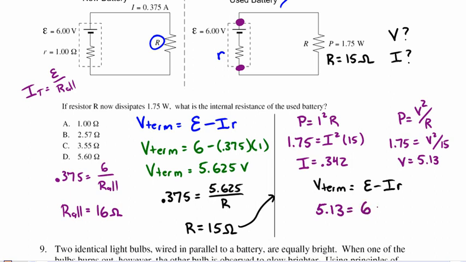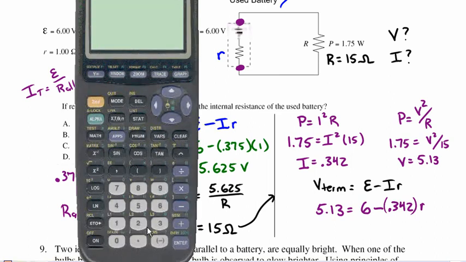Thank you for telling me that that's 6. Minus the current coming out of the battery. I know that number, 0.342. Multiplied by that outside resistance. We're done. You can just move the 6 around, divide by the negative 0.342, and you'll have it. Right? It would be this quick. We could go 5.13, subtract off the 6, and then divide by negative 0.342, and we've got the value. Okay, and it is larger than the 1 ohm we had before. So around 2.5 ohms.